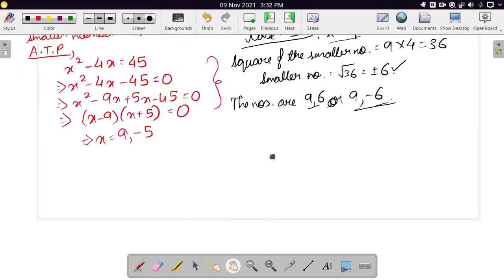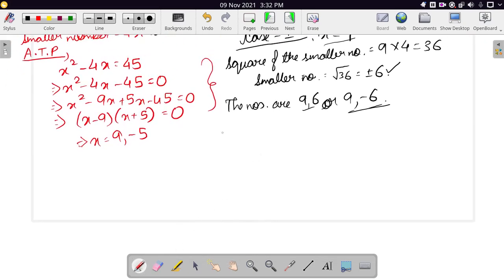Now we need to find case 2. We have to see whether case 2 is agreeing with our assumption. Case 2: here x is equal to minus 5. In this case, we have the square of the number.